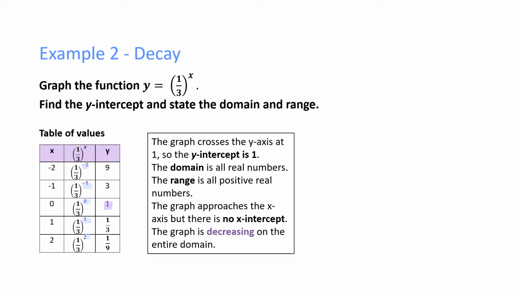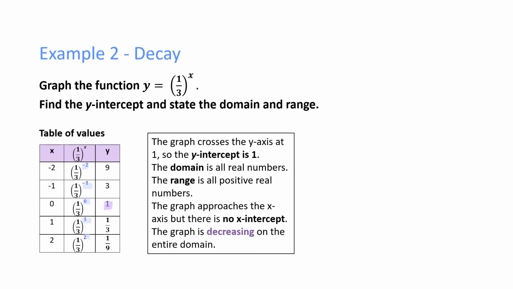The domain is all real numbers. The range is all positive real numbers. The graph approaches the x-axis, but there is no x-intercept. However, this time the graph is decreasing on the entire domain.